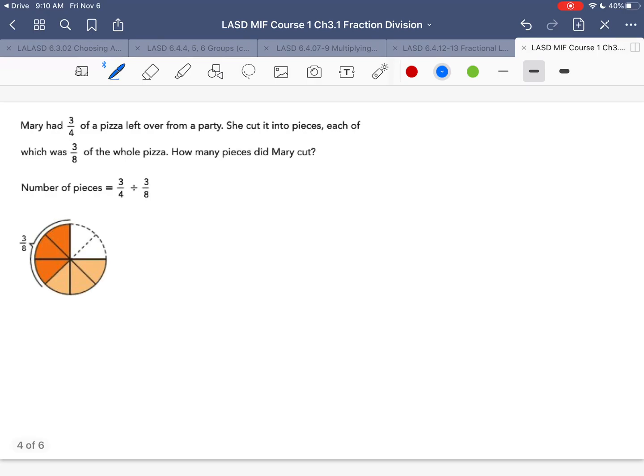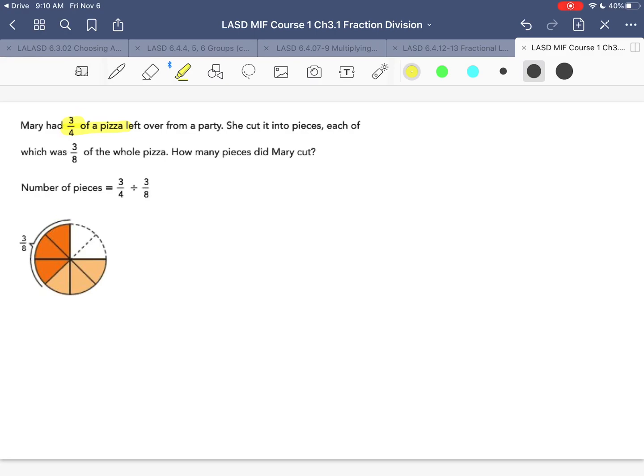In our next example, we have Mary, who has 3/4 of a pizza left over from a party, and she cuts it into pieces, each of which is 3/8 of a pizza. So how many pieces did she cut?